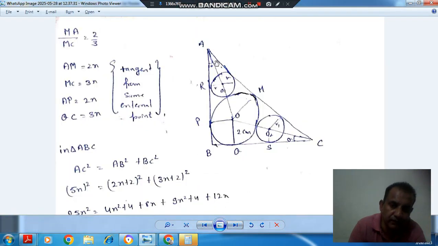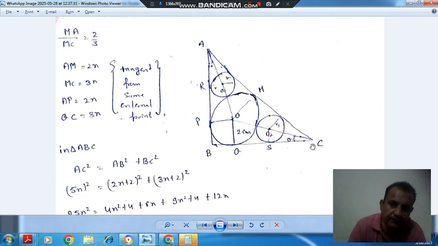So here this is the given figure, and this is point M, and this is the incircle, and these are two other circles, and it is given that MA by MC is 2 by 3. So if we take MA as 2x, then MC will be 3x. As A is the exterior point to this circle, and one tangent is AM and another tangent is AP, these will be equal. So AP will be equal to AM, that is 2x.